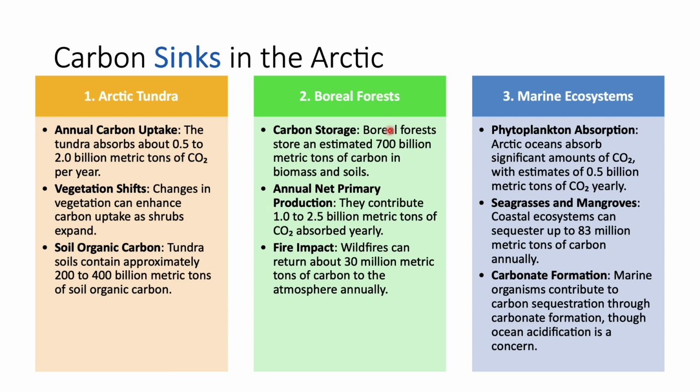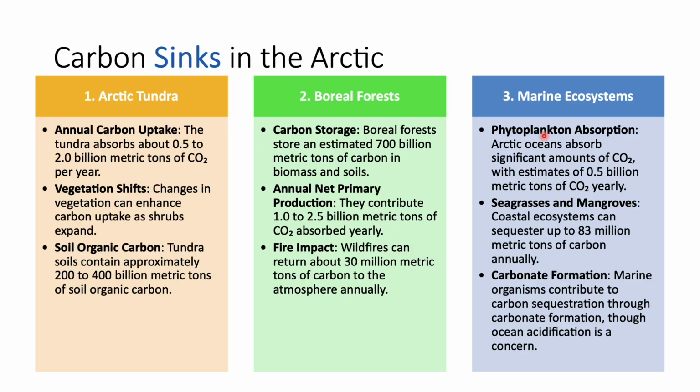The second one is the boreal forest. Here again the carbon storage is around 700 billion metric tons of carbon in the biomass and the soil. The annual net primary production is 1 to 2.5 billion metric tons of carbon dioxide absorbed by the primary producers. And fire also has an impact. We had seen that wildfires are a source of carbon, but they also behave like a sink case. The wildfire can return about 300 million metric tons of carbon to the atmosphere annually. So they will actually release that carbon.